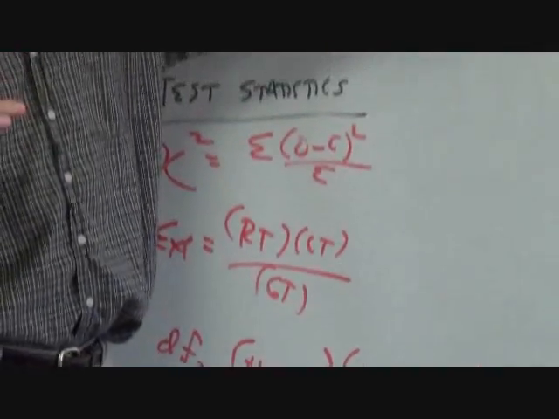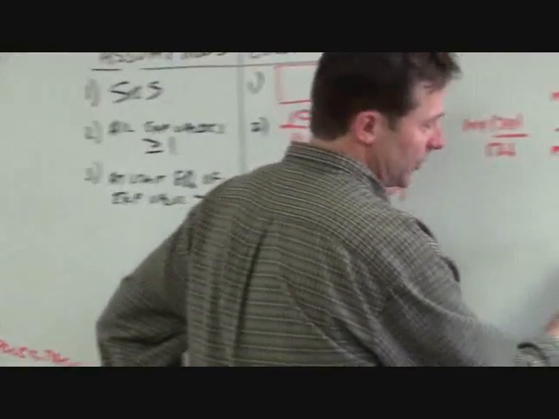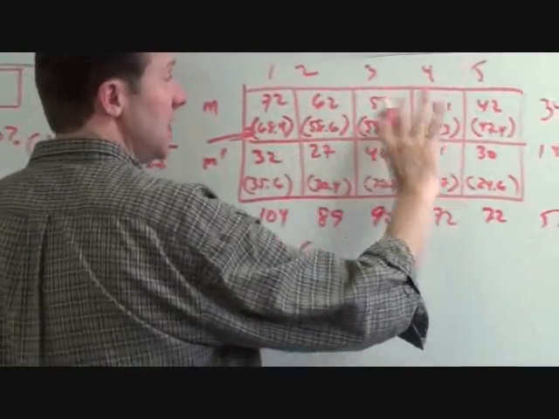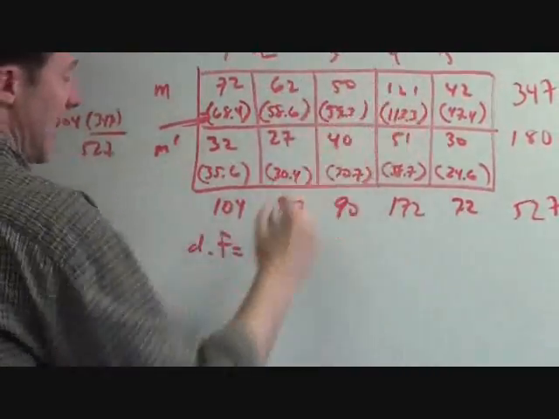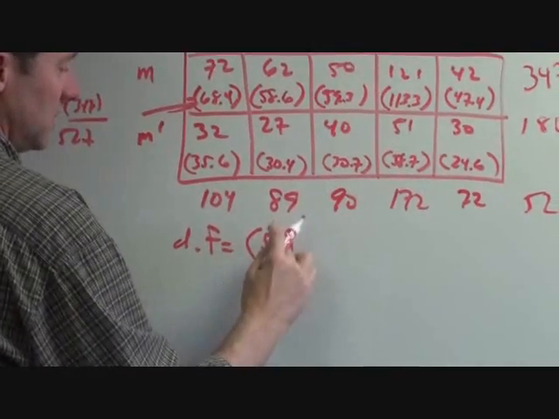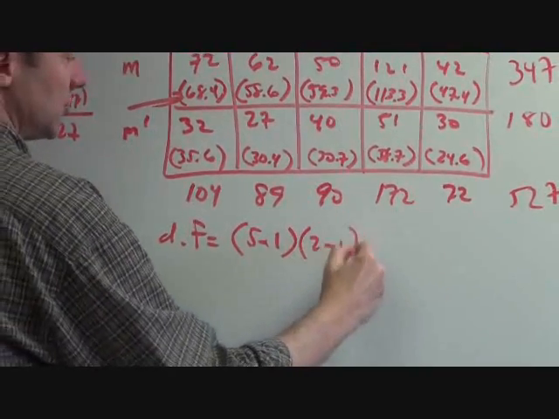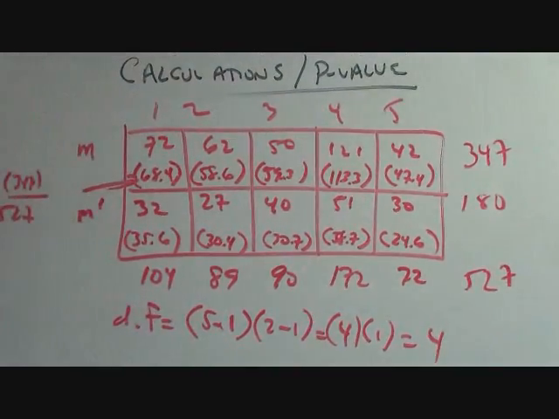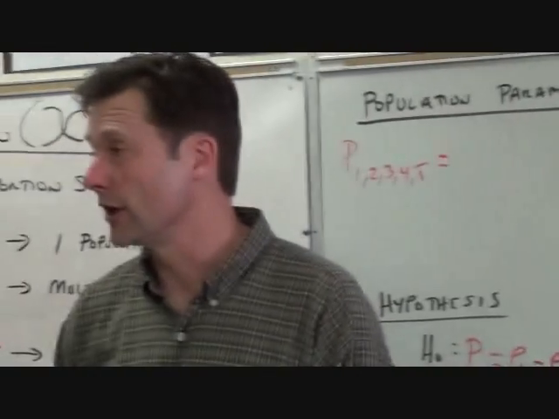So we've shown our work for expected value. Let's show our work for degrees of freedom. So in this case, it would be 5 minus 1 times 2 minus 1, which is 4 times 1, which is 4. So when we go to our tables, we're going to be looking at 4 degrees of freedom. Let's try chi-square.